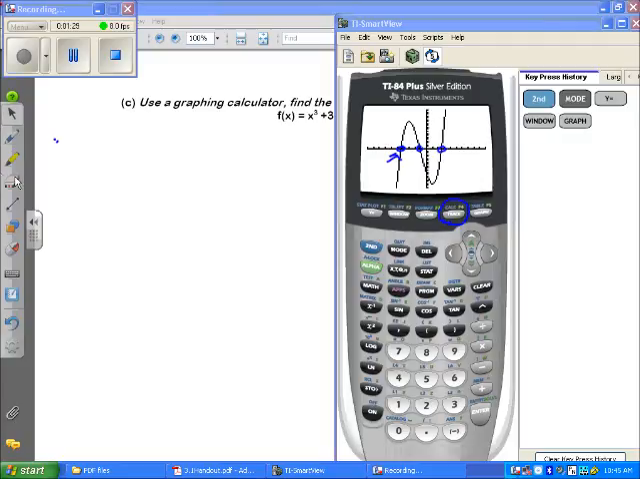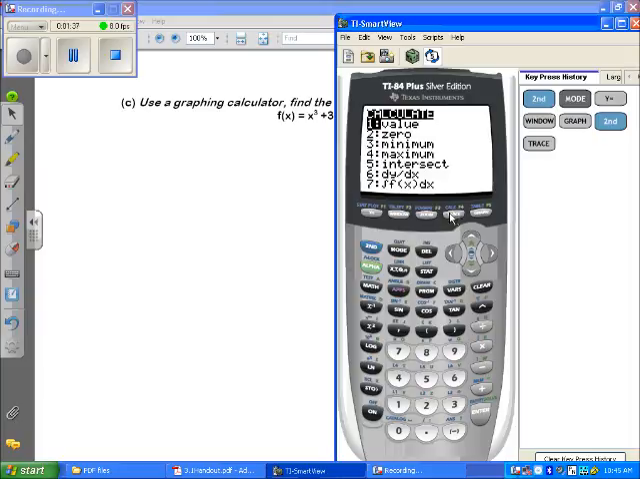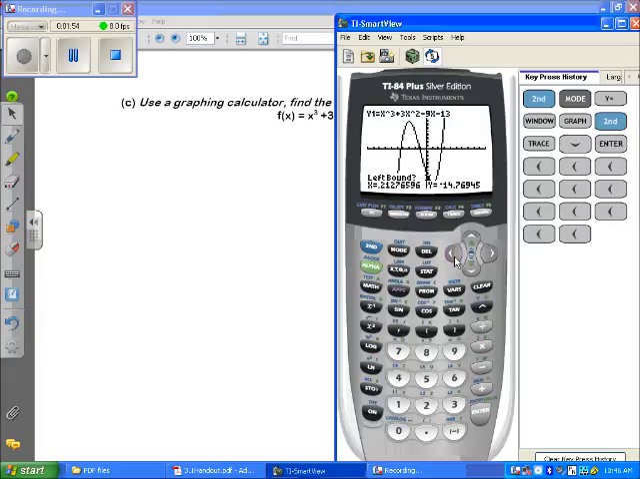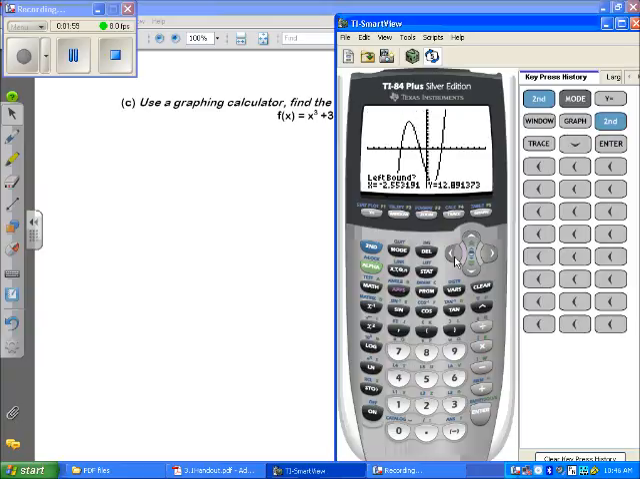We're going to hit second calc, and you pick the second one, which says zero. The first thing it's going to say is left bound. Left bound basically means you want to go to the left of the zero we're looking for, the zero that's furthest to the left. I'm going to keep hitting the arrow key to the left until I'm to the left of that zero. Now I'm to the left of the zero, so I hit enter.